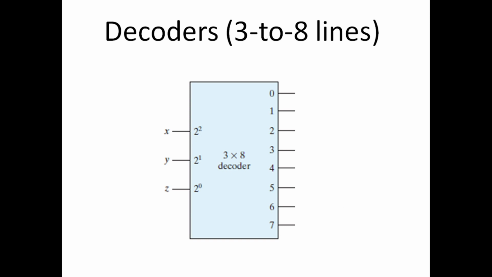The block diagram of such a decoder would look like this. This is a 3 to 8 line decoder. A 3 to 8 line decoder can also be written as 3 cross 8. So this is the organization of the decoder. Whenever 3 cross 8 is written, it means this decoder has 3 inputs and 8 outputs.